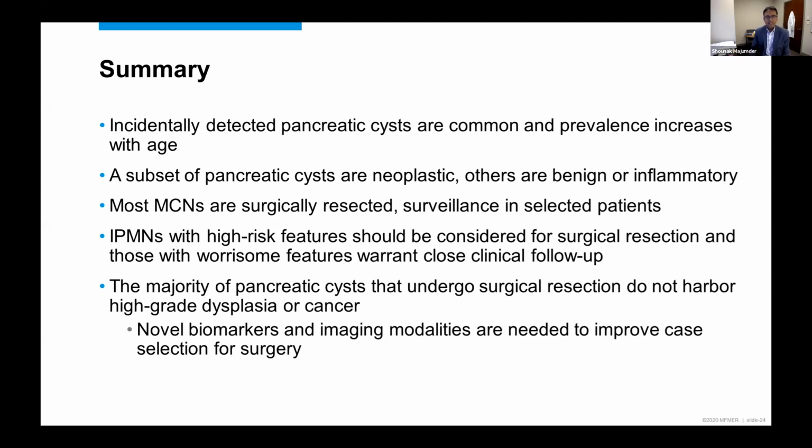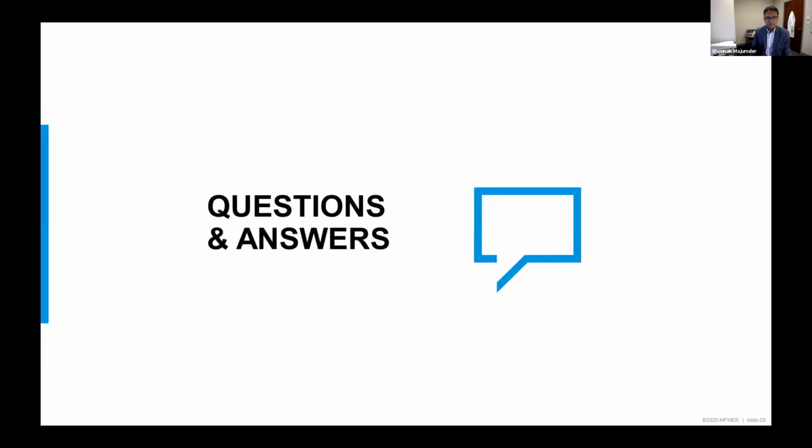this reflects the need to develop novel biomarkers and novel imaging modalities to improve our case selection for surgery. And with that, I would be happy to take any questions.